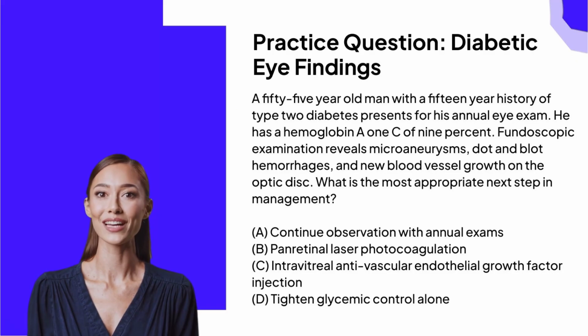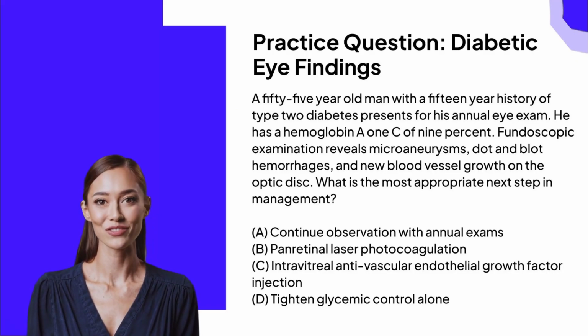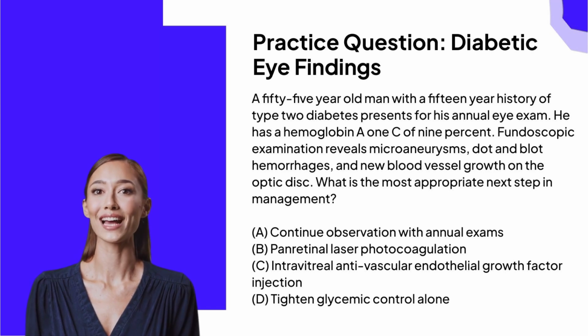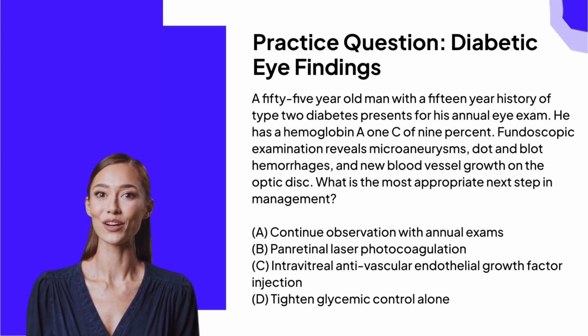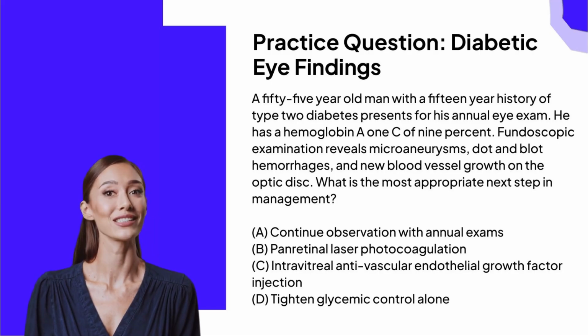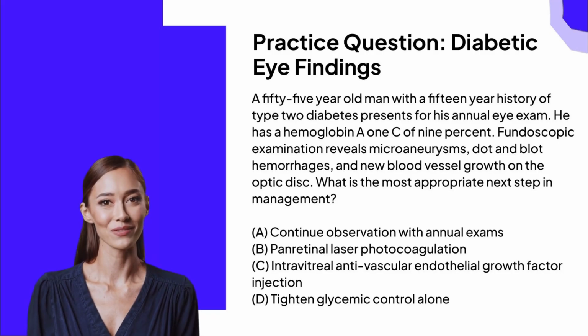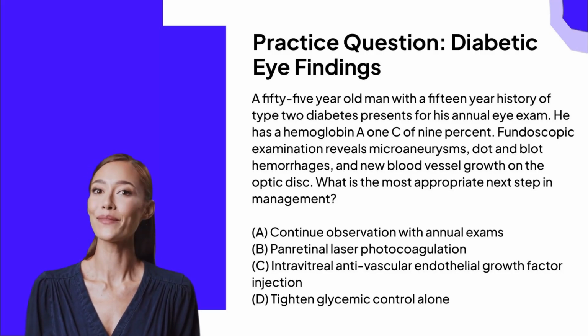Here is our third practice question. A 55-year-old man with type 2 diabetes for 15 years comes in for his annual eye exam. His hemoglobin A1C is 9%, meaning his blood sugar is not well controlled. On fundoscopy, you see microaneurysms, dot and blot hemorrhages, and new blood vessel growth on the optic disc. Think about what those findings tell you.